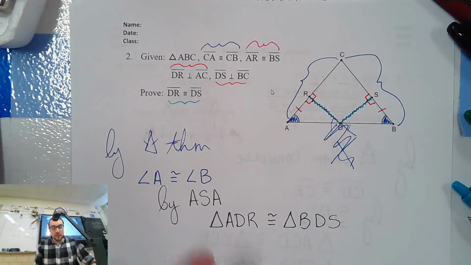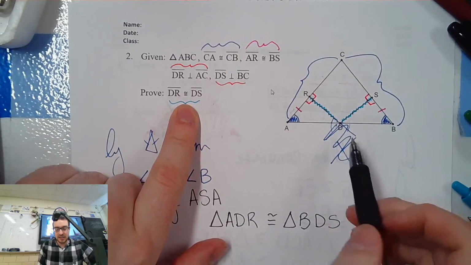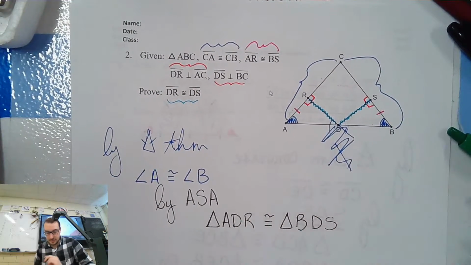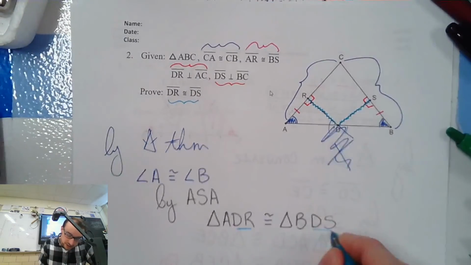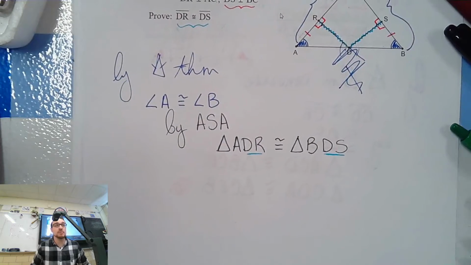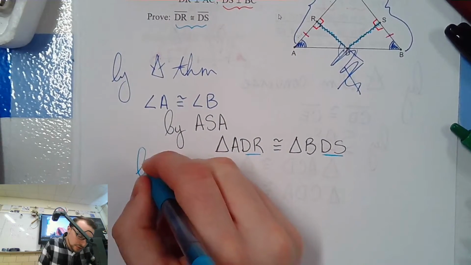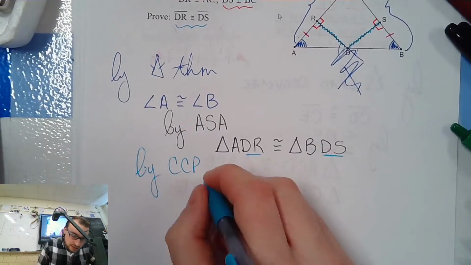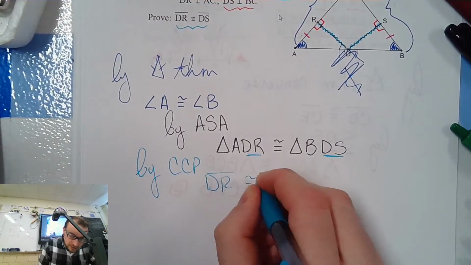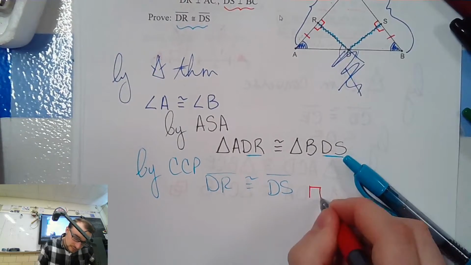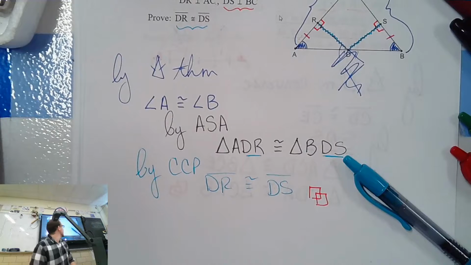All right, so we want to prove the parts congruent, right? DR and DS, which are parts of those triangles, right? And if you look, DR and DS are in the same relative location, right? Which means they're corresponding. So by corresponding congruent parts, CCP, DR is congruent to DS. Ta-da!